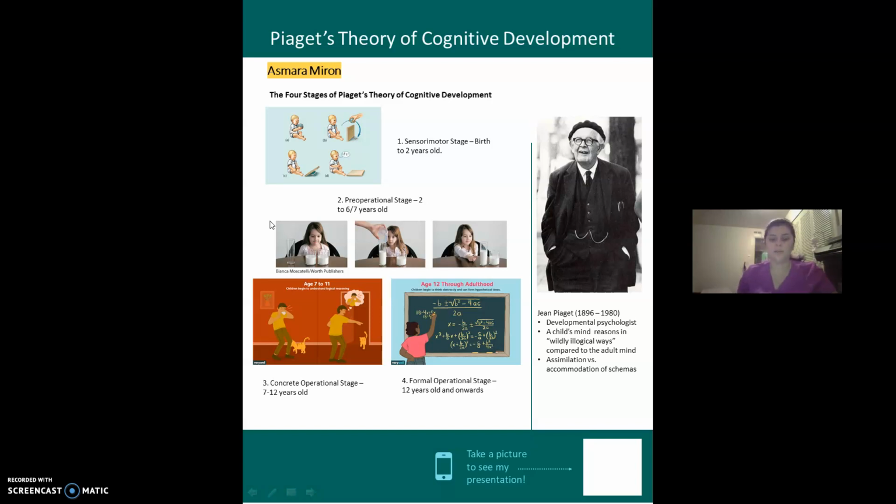The second stage is called the pre-operational stage, and it occurs between the ages of 2 and 6 or 7 years old. And during this stage, we're able to now represent and express things with words and images, but we're not able to perform mental operations. An example of this is the concept of conservation, which just basically means that the quantity of something doesn't change even if it changes shape. So that's what this diagram is showing.